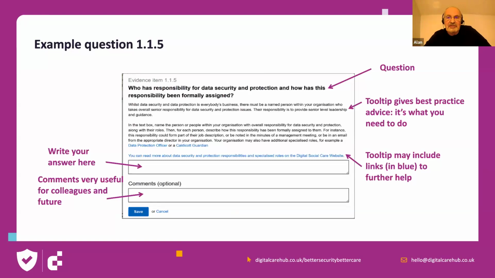So we can see on the left-hand side there at the top, the bold text is the question itself. And then underneath that, we have the tooltip, which gives the best practice advice. And that's in essence what you need to know about responding and fulfilling your obligations in relation to this. And then the tooltip may well include links, which is the blue text just above the top box, which will take you through to the Digital Social Care Hub website, where there is further information about the various responsibilities in data protection.